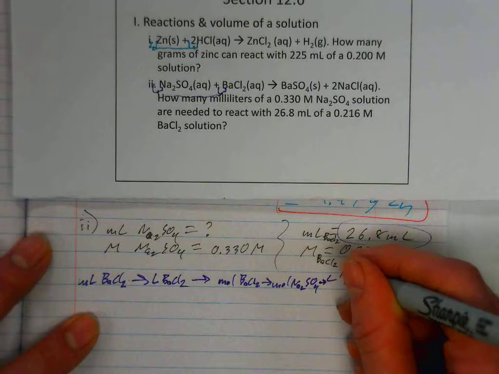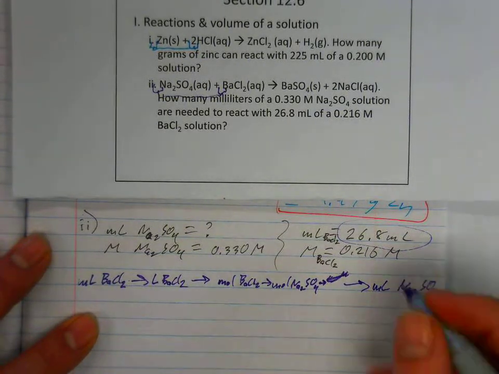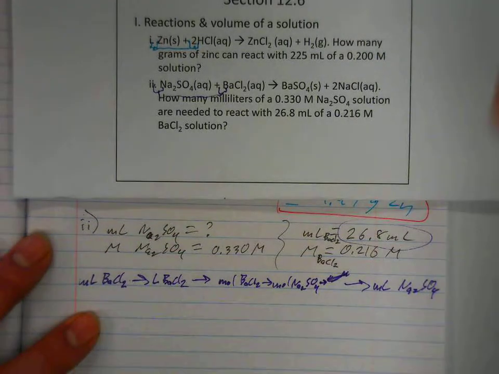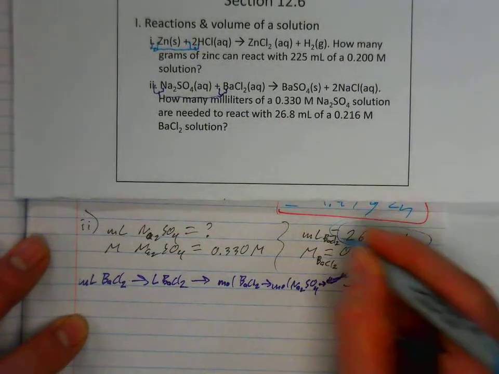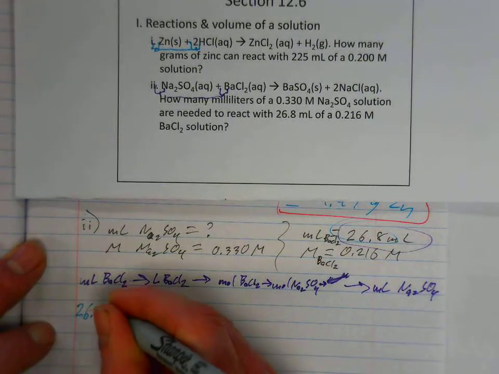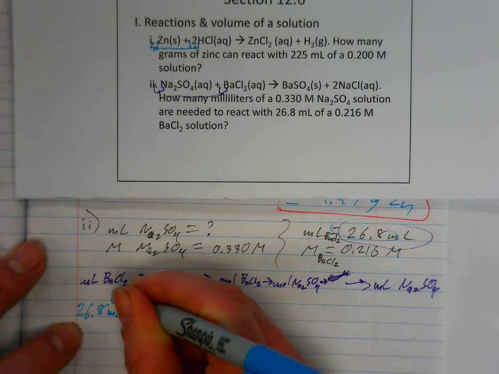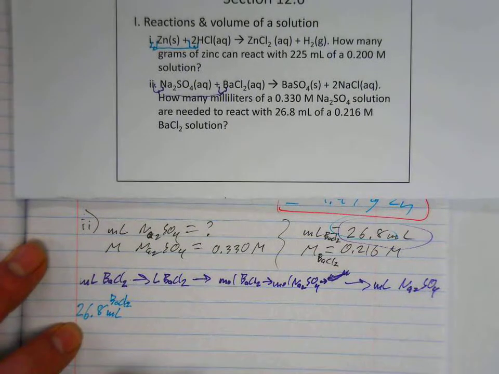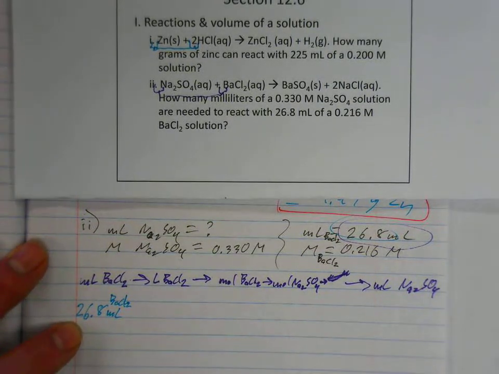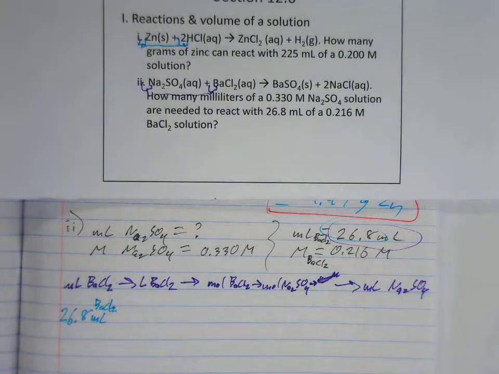Okay, so let's set this up, starting with the given value, the one that's not a ratio, 26.8 milliliters of BaCl2. In the interest of time, I'll go ahead and just show you a solution. If you want to solve it on your own, do so. Pause the video. Here's what we're starting with. We have the 26 milliliters of BaCl2.